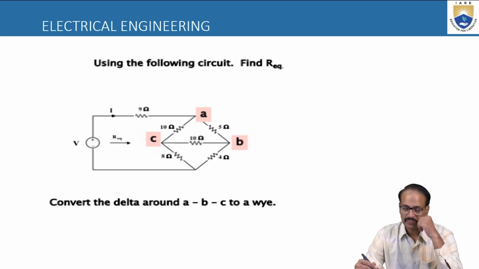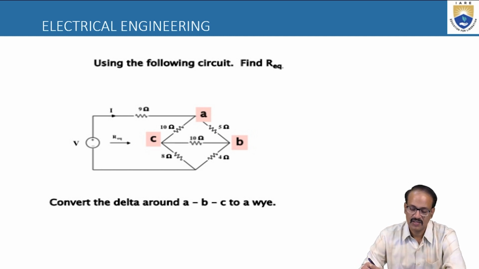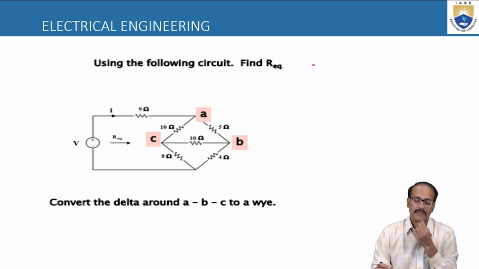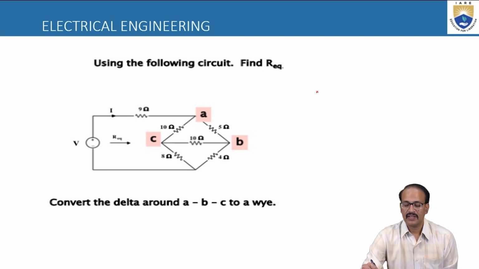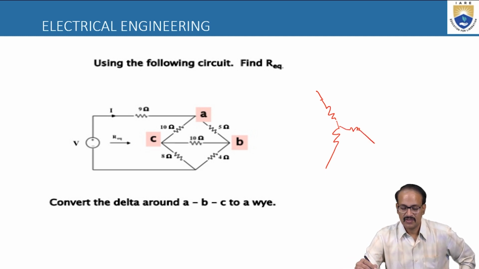And now we will see this circuit. We have to find the equivalent resistance. There are two delta connections internally in this circuit, and we have to convert one of them into a star to solve for the circuit. So what will I do? The points are A, B, C and A, B, C. This is the delta I want to convert.